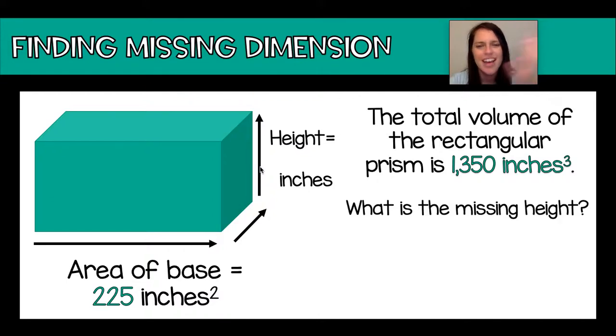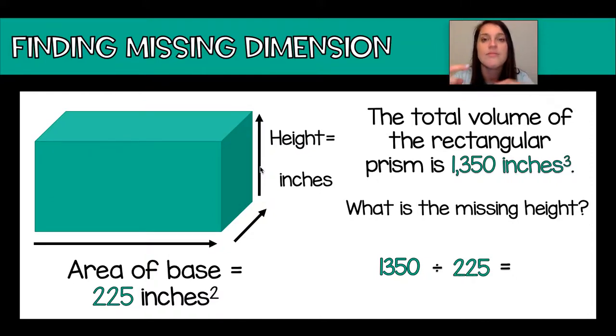What's the height? How do we find this? So the first thing we're going to start off with is anytime we're given the total already, we want to use that to our advantage. So 1,350 cubic inches, divide that by your area, which was 225, and you get a total of 6 inches. So your missing height is 6.